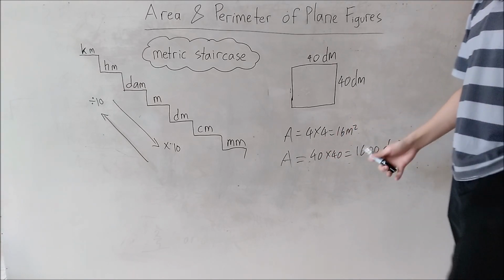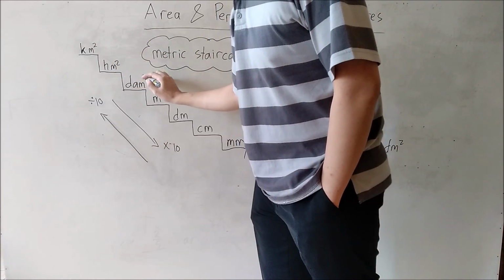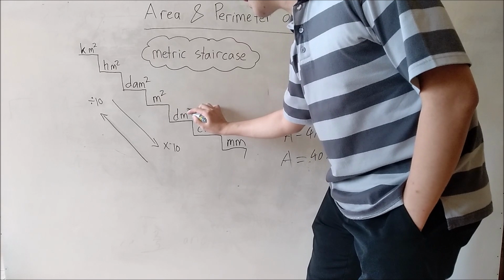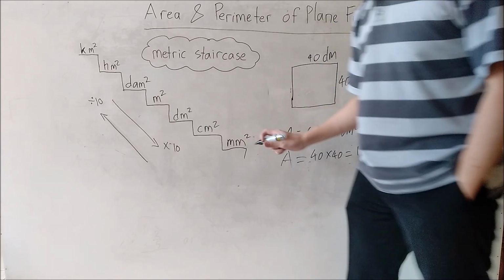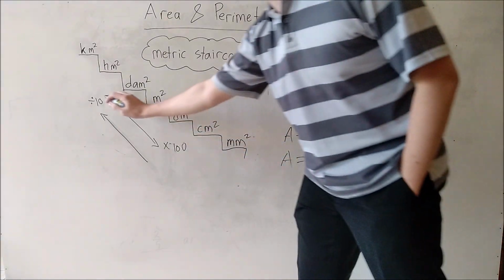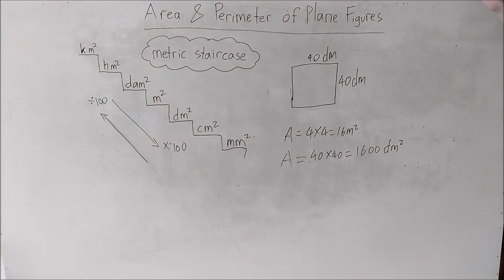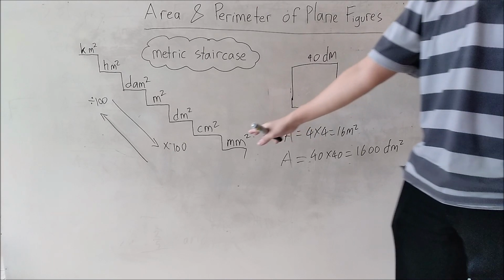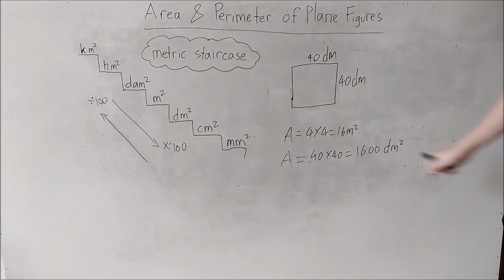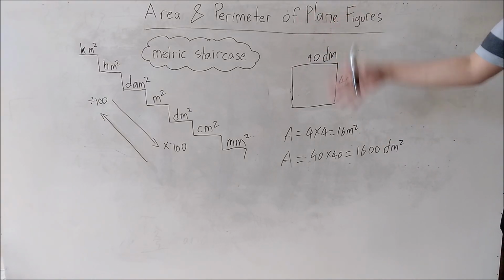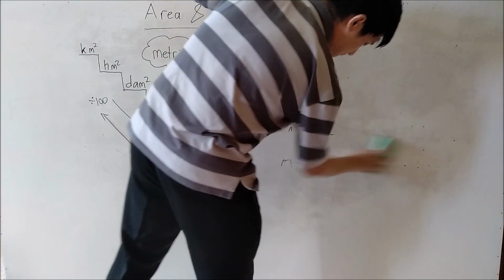That's why the metric staircase for area is a quadratic metric staircase. Instead of 10 per stair, it will be 100 per stair. So you will times 100 when you go down, and you will divide by 100 when you go up the stairs. So that's about the conversion of unit. I hope it is easy for you to understand that.